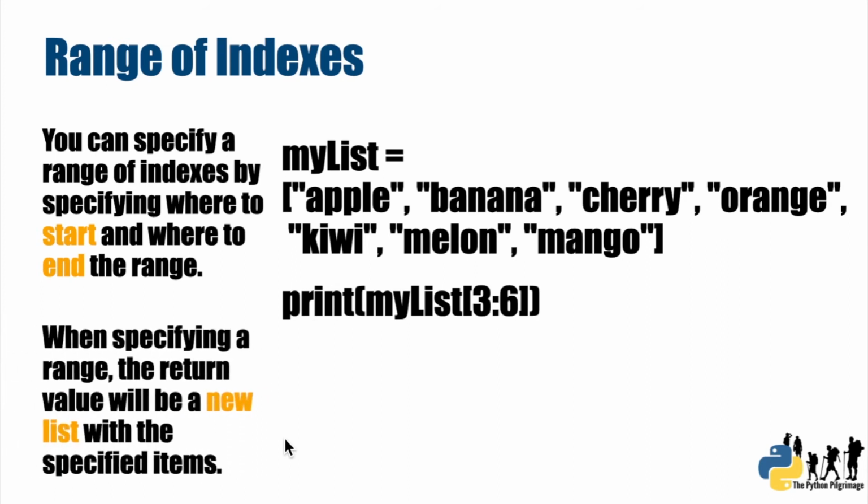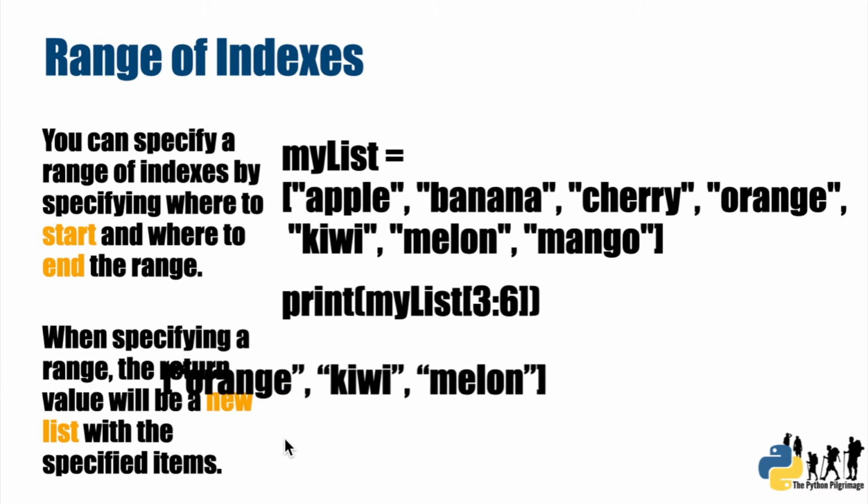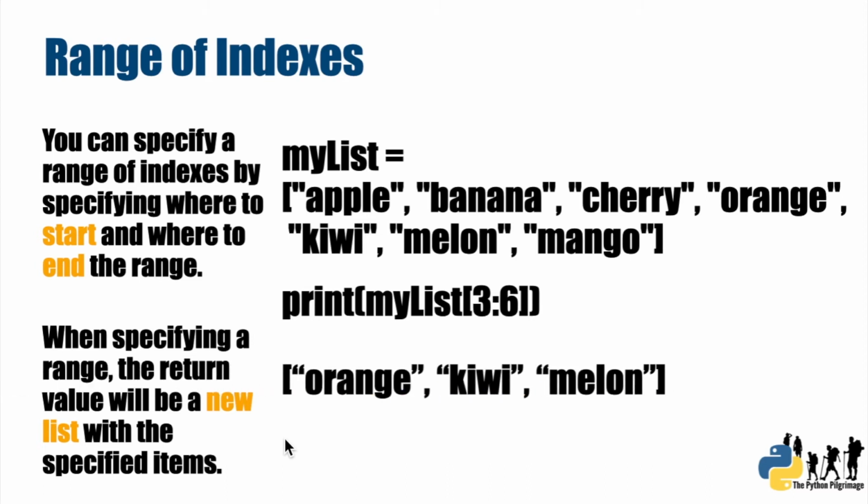Also, when specifying a range, the return value will be a new list. So if we execute 3 until 6, we will get a new list containing orange, kiwi, and melon. Because apple is the 0th element, then 1, 2, 3. So orange is included, kiwi and melon, and then mango is the 6th index, so that will not be included.